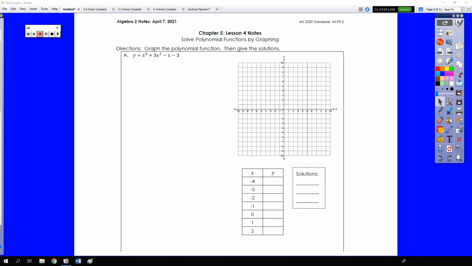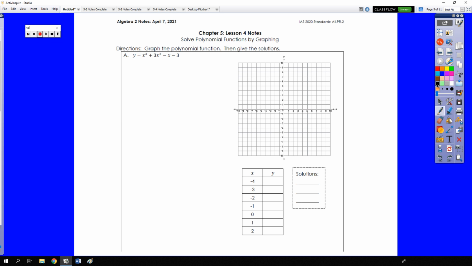We don't do all of Chapter 5, so here in 5-4 we're talking about using synthetic substitution to evaluate a polynomial function, and then we will turn around and graph using those skills. This video is probably going to be the longest of the three that I'm recording today because these problems require a fair amount of work.